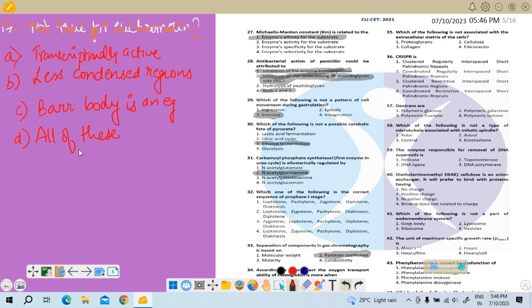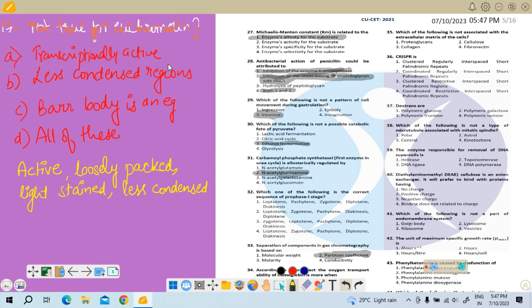So one term is heterochromatin and another term is euchromatin. So euchromatin, that is active, loosely packed, light stained, and less condensed. Okay, so they are asking which is not true.